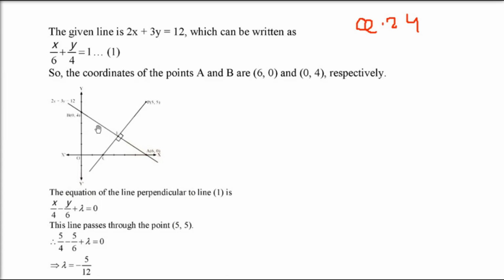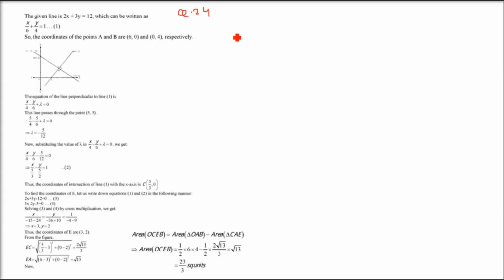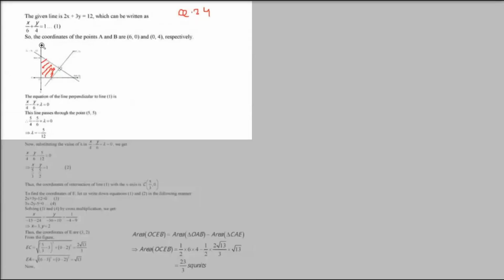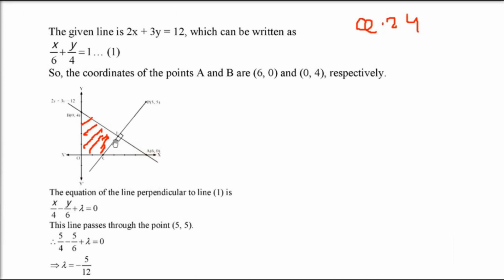OCEB. Now we have no direct way to find the area of this figure, so we have to use some other way. This area is not very easy to find. For that, we take the area of the whole figure and subtract the other part. We take the main triangle and subtract triangle CEA. That is, area of triangle AOB minus area of triangle AEC. Then we get this figure.